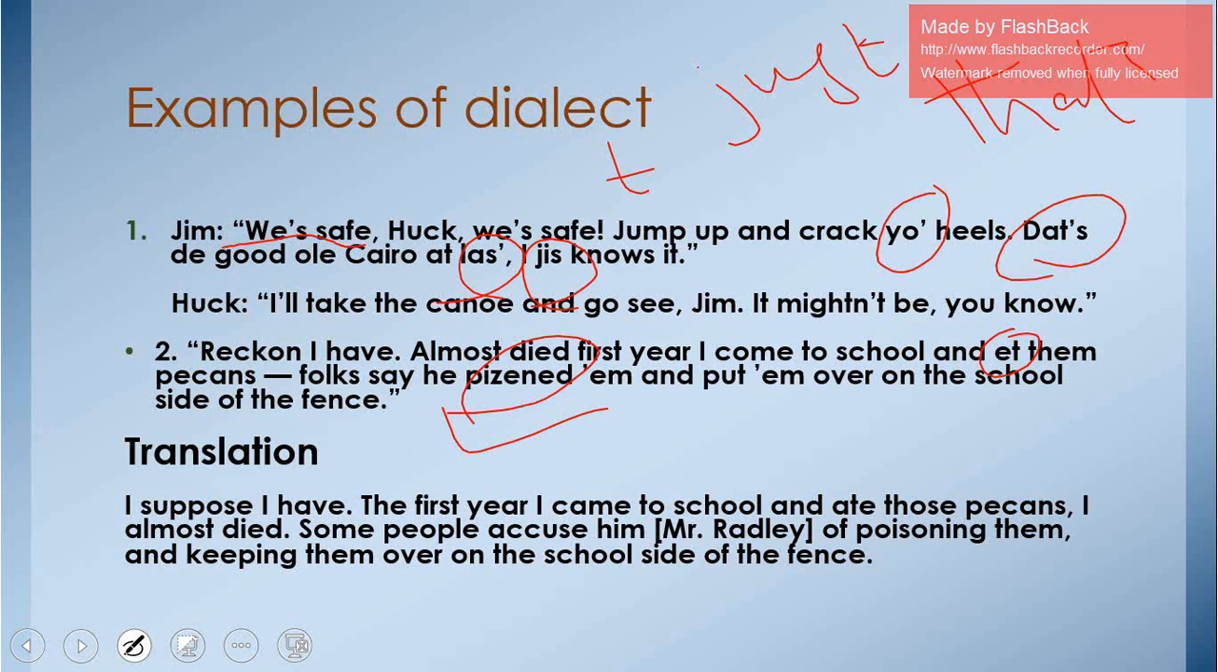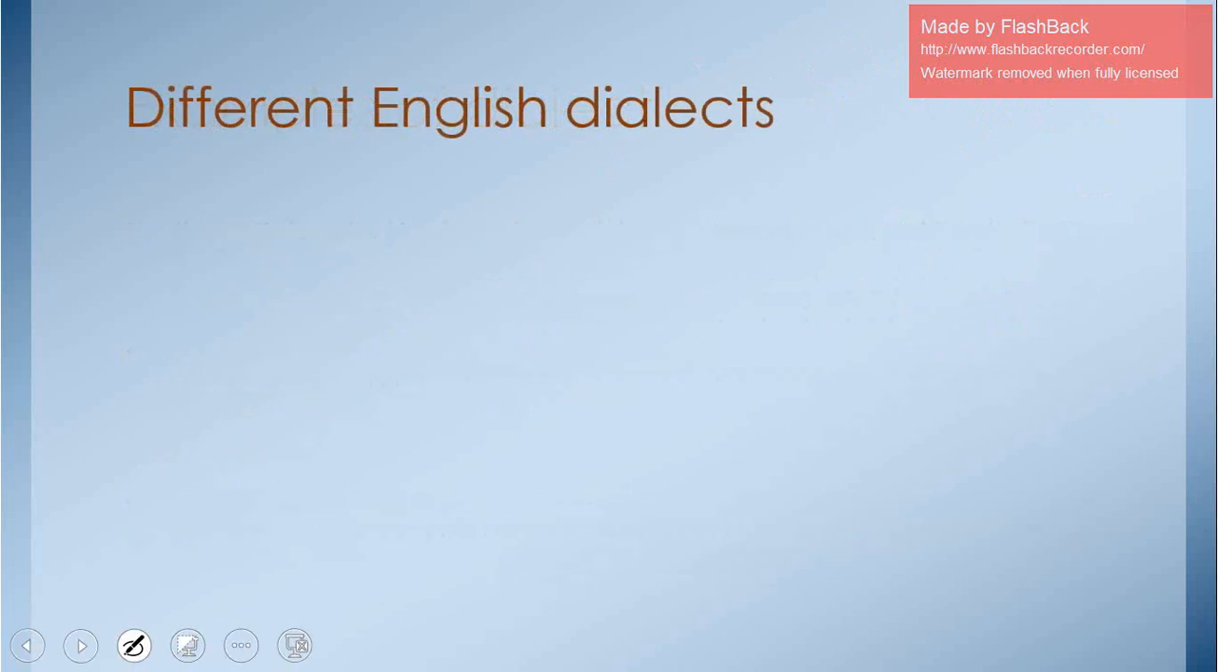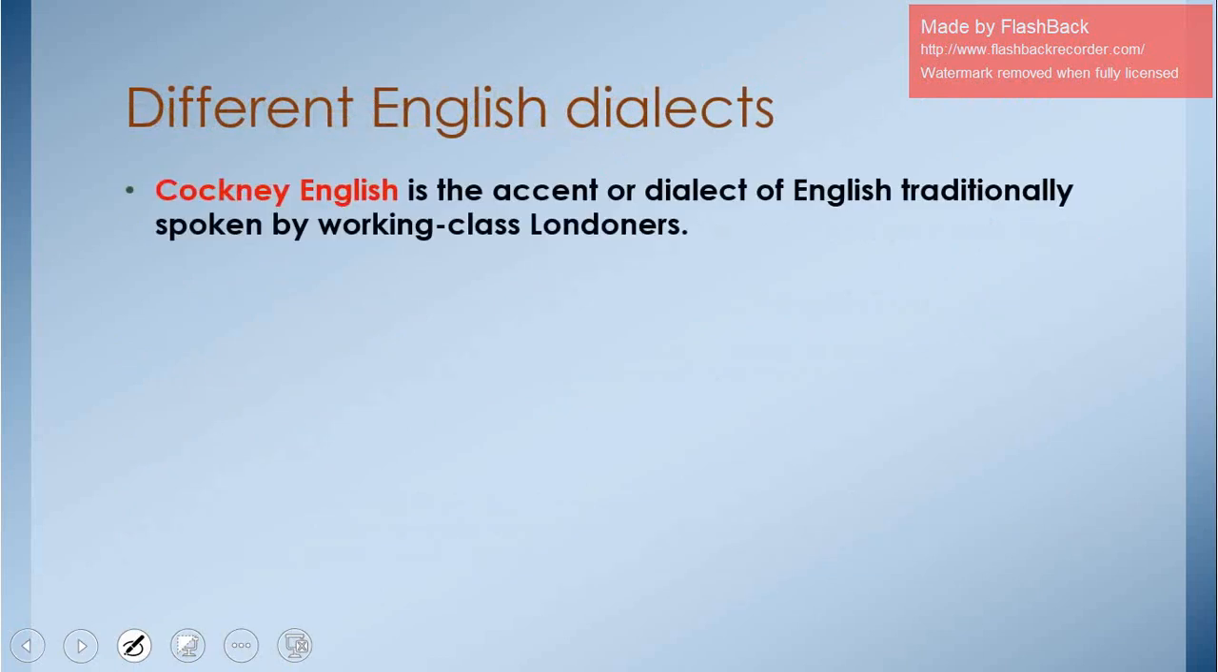I suppose I have the first year I come to school and ate, okay, instead of it, okay, ate those pecans. I almost died. Some people accuse him, Mr. Readily, of poisoning them. Okay, poisoned them, wrong sound, and keeping them over the school side of the fence. Okay, keeping them instead of them, keeping them. Okay, different English dialects. We have different English dialects.